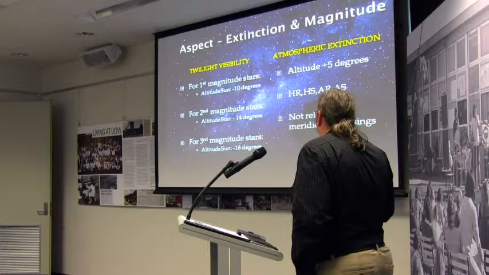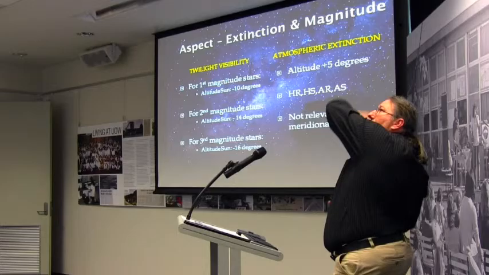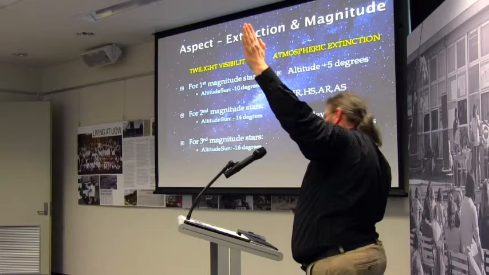Not so relevant for the meridional crossings, because the star is at the meridian. The meridian is a line. If you draw a line between due north and due south, tracing a line through the sky, that's the meridian. And when we're looking at a meridional crossing, that's the time that the star starts to cross the meridian at a certain time. And we're looking at the time around sunrise and sunset in the twilight.